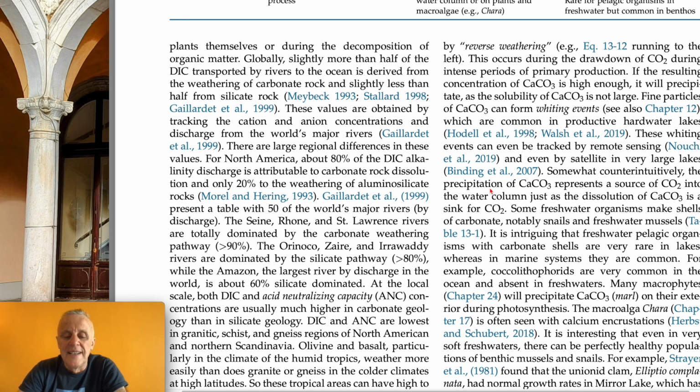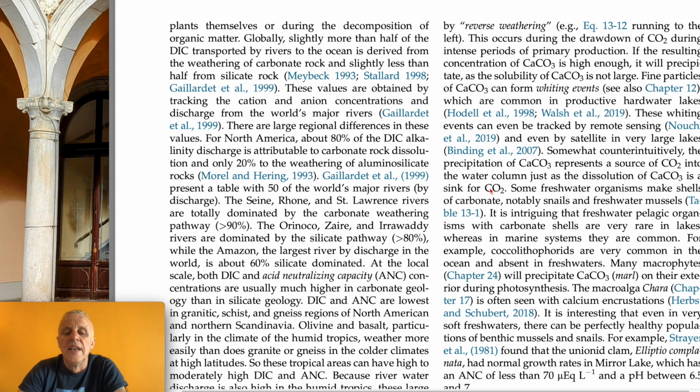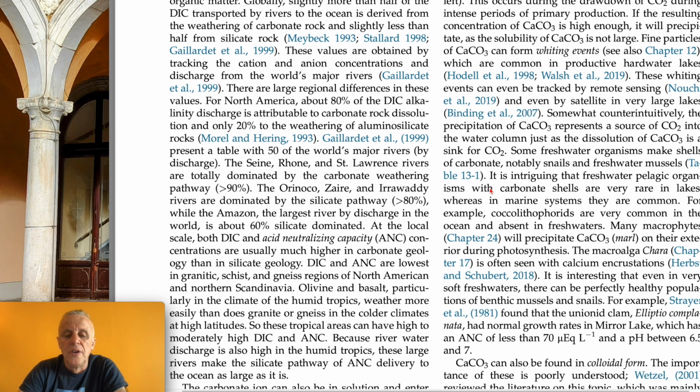At the local scale, both DIC and acid neutralizing capacity, ANC, concentrations are usually much bigger in carbonate geology than in silicate geology. DIC and ANC are lowest in granitic, schist, and gneiss regions of North America and northern Scandinavia. Olivine and basalt, particularly in the climate of the humid tropics, weather more easily than does granite or gneiss in the colder climates at high latitude. So these tropical areas can have a moderately high DIC and ANC. Because river water discharge is also high in the humid tropics, these large rivers make the silicate pathways of ANC delivery to the ocean as large as it is.